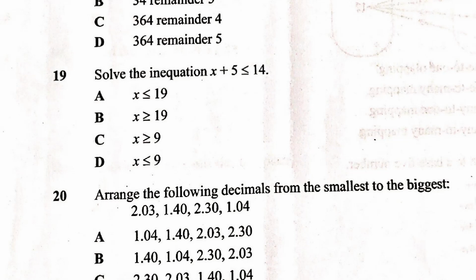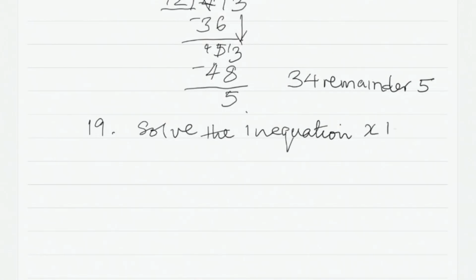Inequation. x plus 5 is less or equal to 14. x plus 5 is less or equal to 14. So we rewrite this equation, which is an inequation, like that.